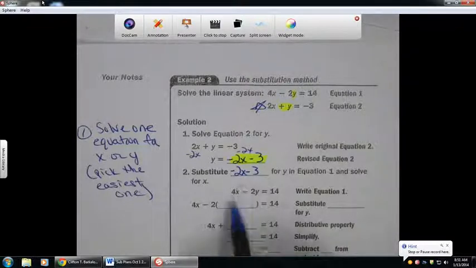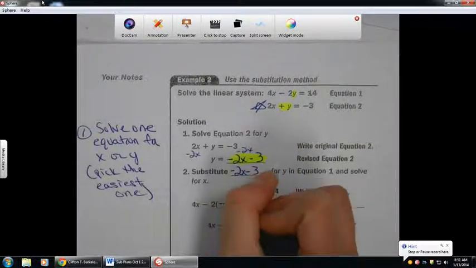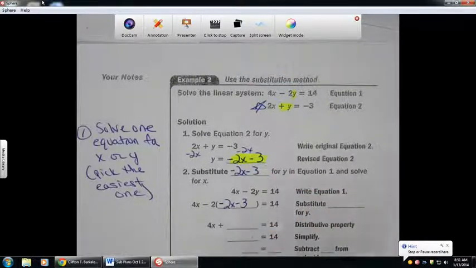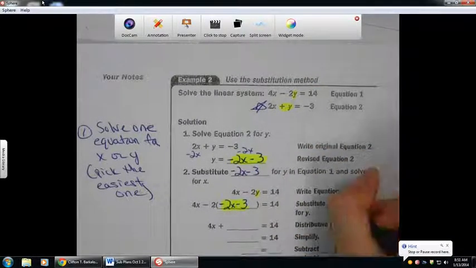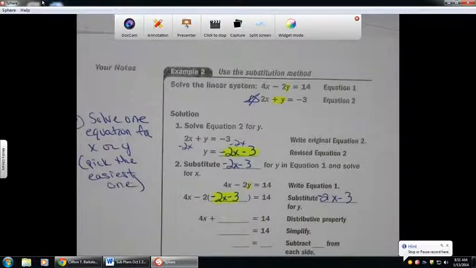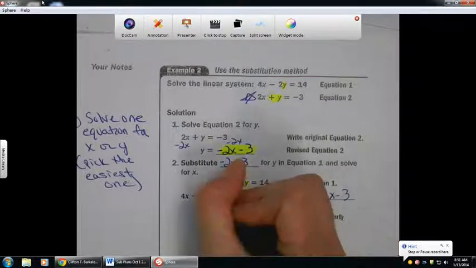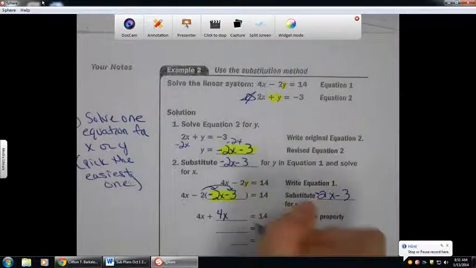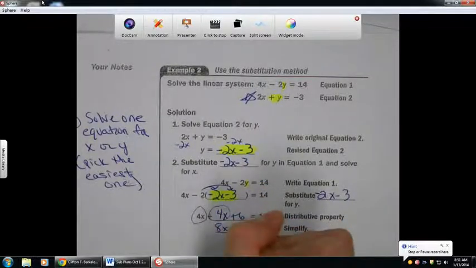In equation 1, instead of writing 4x minus 2y, instead of y, we're saying 4x minus 2 times the quantity of -2x minus 3. Again, the word substitution. We're substituting the expression in for y. Okay? Now you can see we have all the same variables in the equation. We're going to do the distributive property. 4x plus 4x plus 6 equals 14. Combine your like terms. We have 8x plus 6 equals 14.